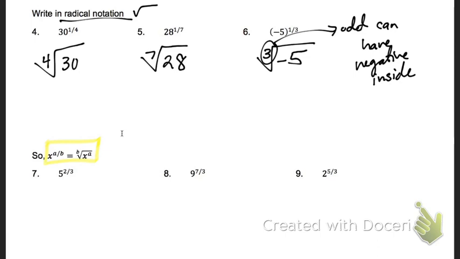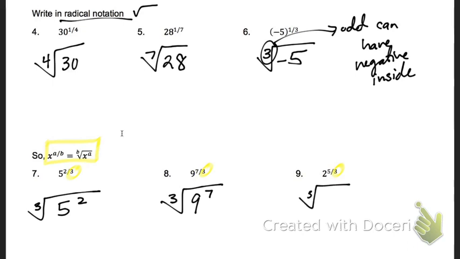So here's what you do for number 7. The number that is the denominator, so 3, 3, 3, those go on the outside. So it would be the cube root of, and then the number that is on the numerator goes inside the radical, so 5 squared. Cube root of 9 to the 7th. Do we have to simplify? Not unless it asks you to simplify.